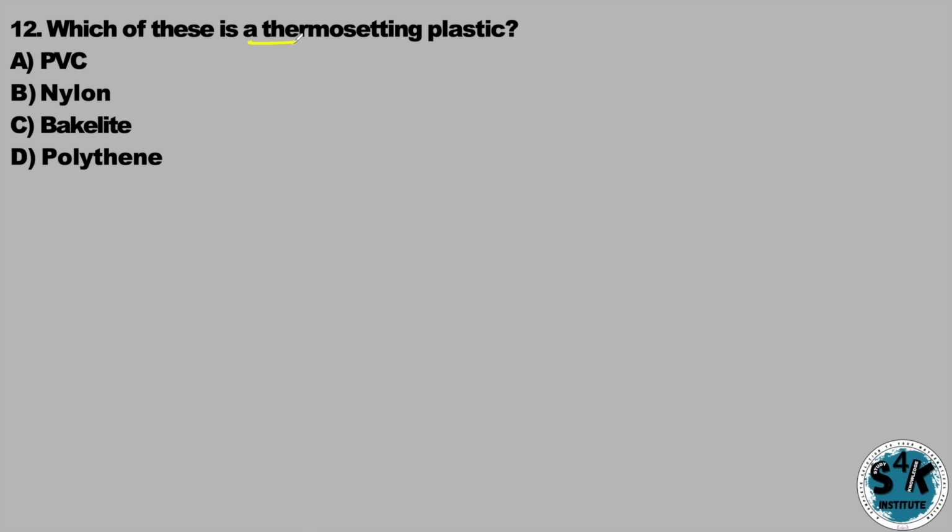Which of the following is a thermosetting plastic? You know what thermosetting plastic is? Have you seen the switchboard? On that switchboard there's a switch, right? That switch is mostly made up of bakelite, and that is thermosetting. Once set, it cannot be remelted. If you try to melt it, it will get destroyed, but you cannot reuse it once it has been set into a particular shape.